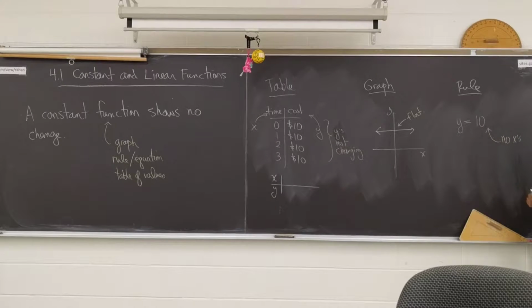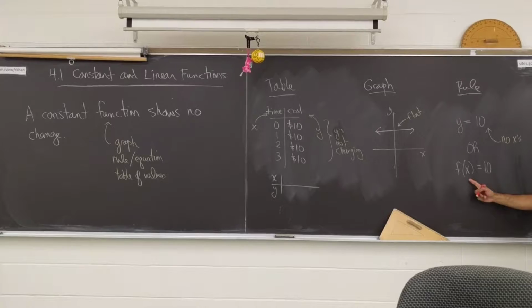Now, that's one way of writing the rule. Another way of writing the rule, which is going to be much more common in this chapter, is instead of saying y, we can say f of x using function notation. I'll get back to this in a second. I want to make sure we know how to read this. This is read as f of x, not f at x. It's not f times x. It's a name. The reason we use the f is for the word function, so function of x.